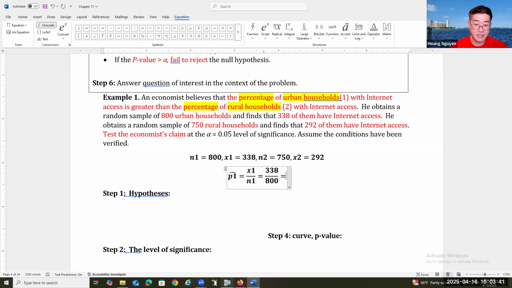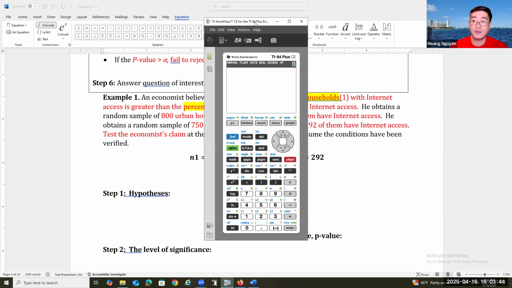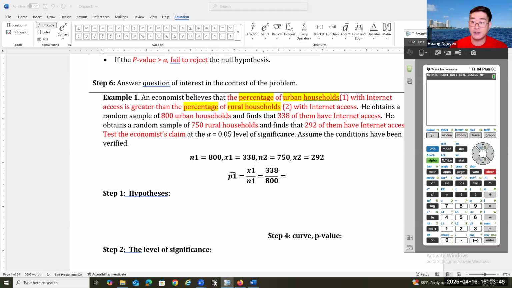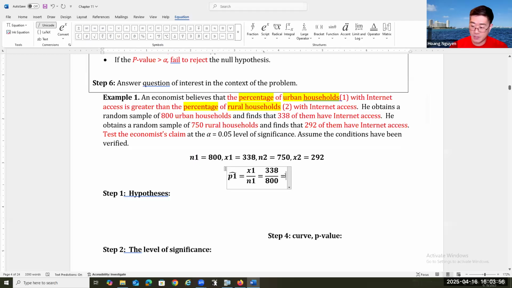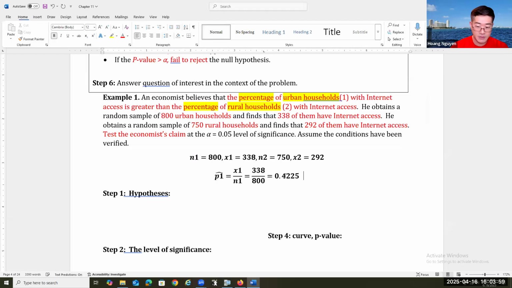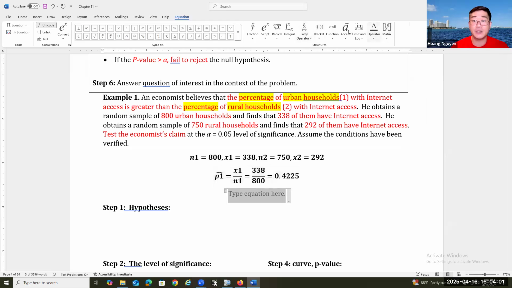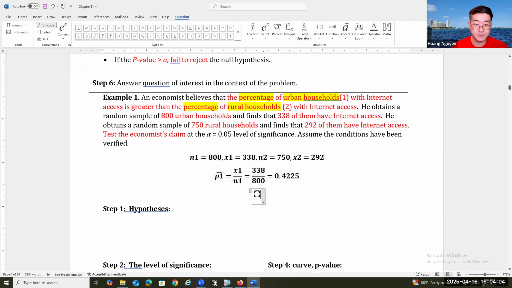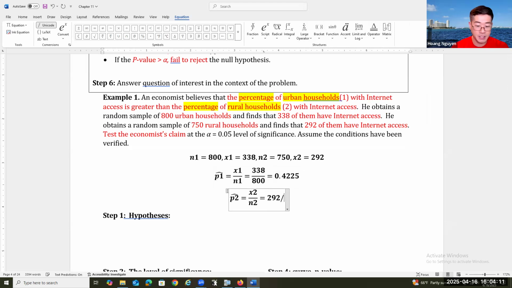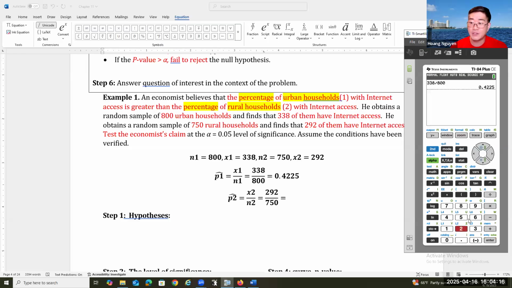Let's see what the answer is using your calculator. 338 divided by 800 is 0.4225. Similar idea, I'm going to calculate p2 hat. It equals x2 divided by n2, which is 292 divided by 750, and I'm going to round the answer to 4 decimal places also.